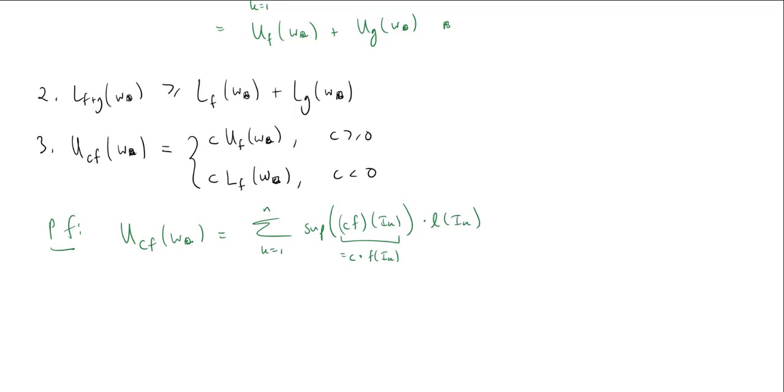So f of I_k is the range of f on I_k, and when C is positive, I can just pull it outside the supremum. If C is negative, then the supremum is going to turn into an infimum when I pull the C out. So this is actually going to have two cases. In the first case, where C is non-negative, I pull the C all the way out of the sum as well, and I'll just have the supremum of f of I_k times the length of I_k. So that's when C is greater than or equal to 0. If C is less than 0, when I pull the C out of the supremum, I end up with an infimum.